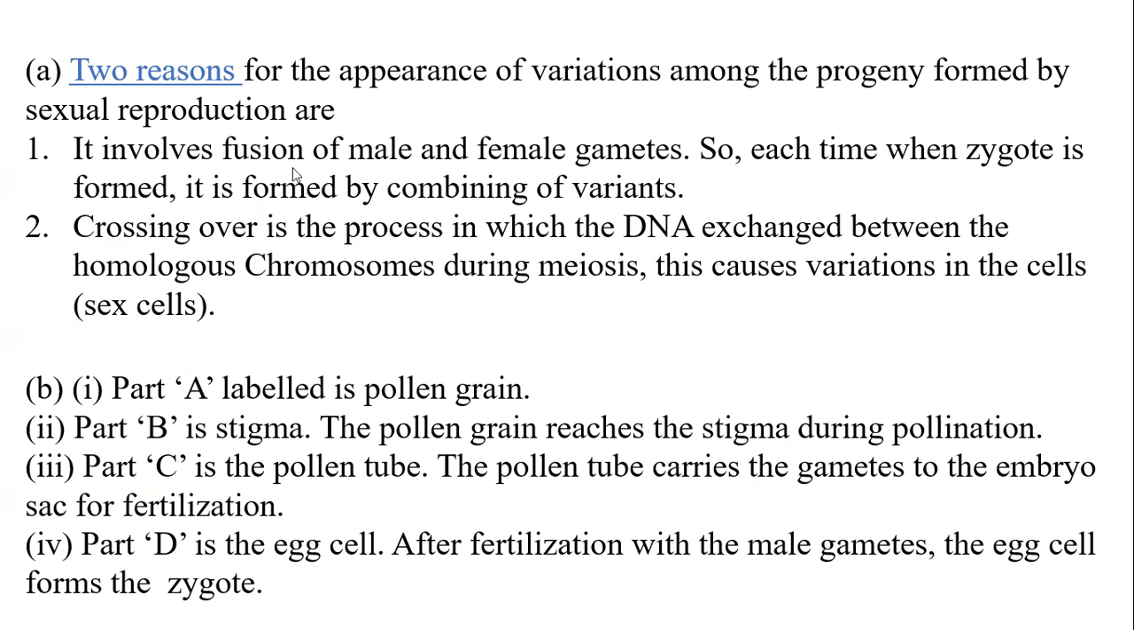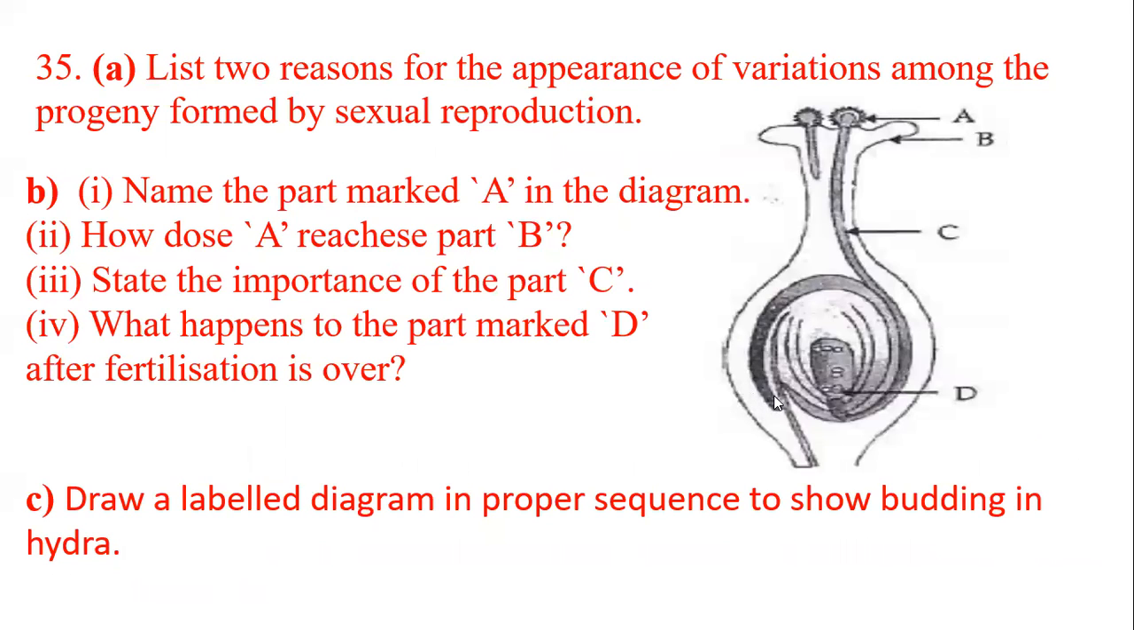Okay. Just one more time, see the diagram. Yes, here you can see, from here, the pollen grain, it is passing. The male gametes are passing through the pollen tube and reaching the female gamete or egg cell. Then here the fertilization will take place. Then there will be a formation of zygote. Okay. This is the question B.